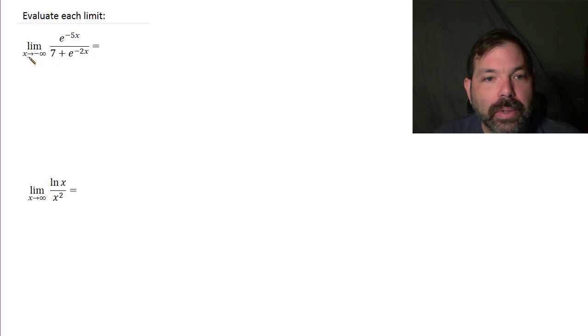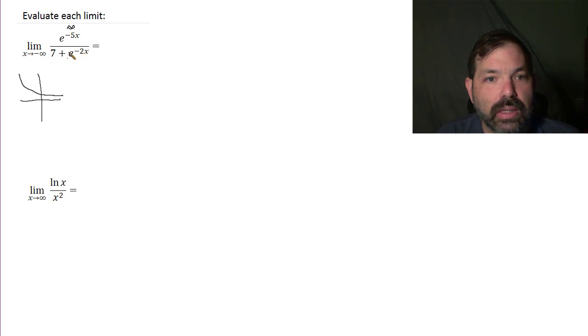Let's find the limit as x approaches negative infinity of e to the negative 5x over 7 plus e to the negative 2x. All right, so let's see. e to the negative 5x, remember, that would be a decreasing function. e to the negative 5x would look roughly like this. And so as x approaches negative infinity, e to the negative 5x would go to infinity. So direct substitution would give me an infinity in the numerator.